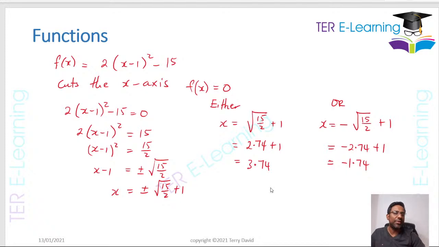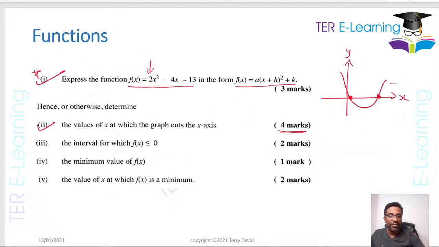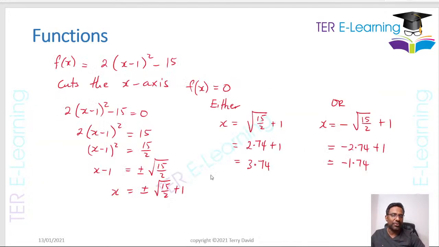So I've gotten two different values for x, and they give you 4 marks for that. It's 4 marks, and this is what we need to do. So the values of x at which the graph cuts the x-axis, those are my two values there, 3.74 and minus 1.74.